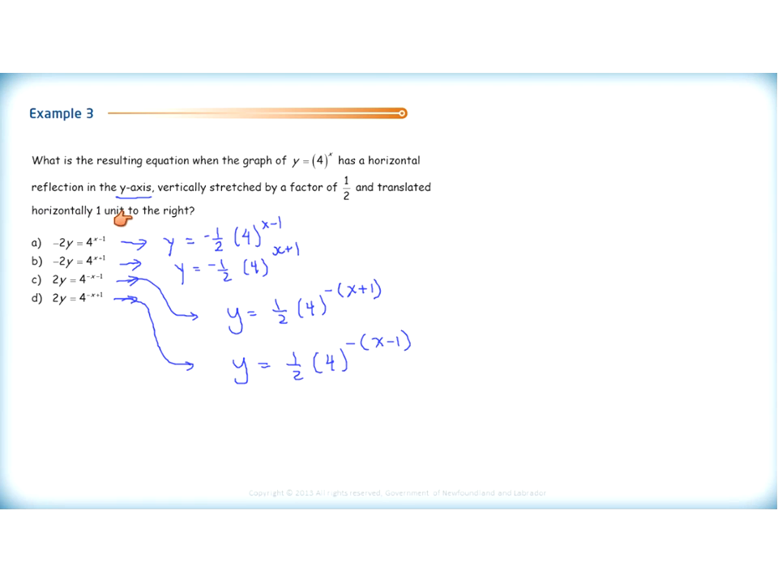And it's translated 1 unit to the right. A translation of 1 unit to the right would result with x subtract 1. Horizontal translation, in this case, is +1. The vertical stretch is indeed 1/2. And again, there is your reflection in the y-axis. So the correct answer is D.